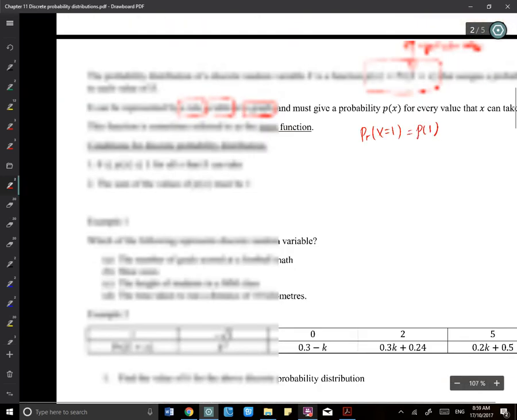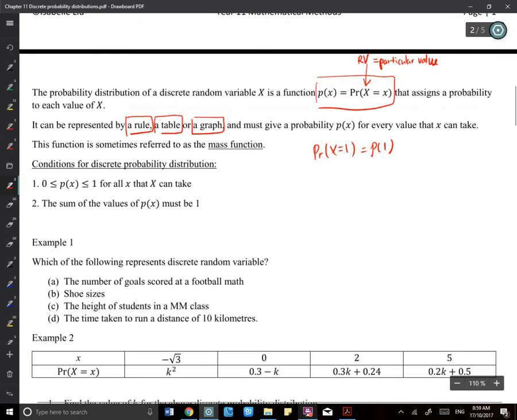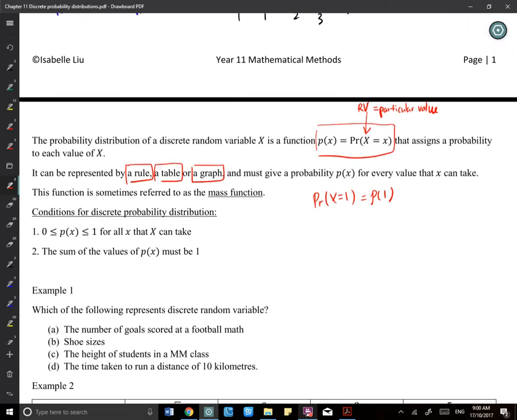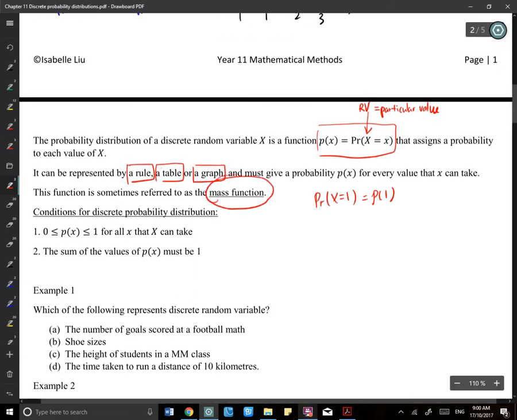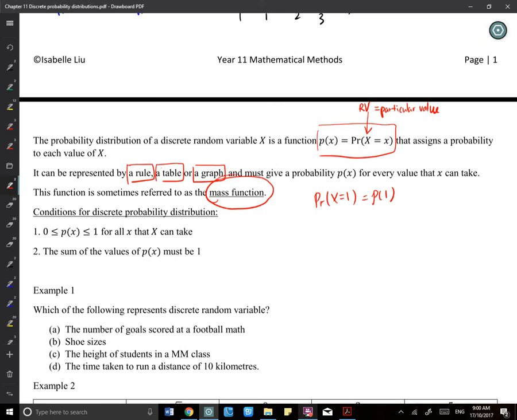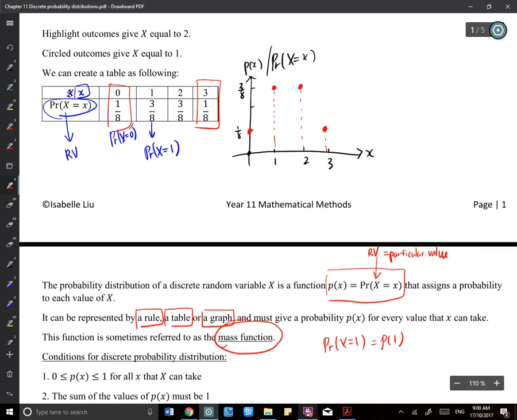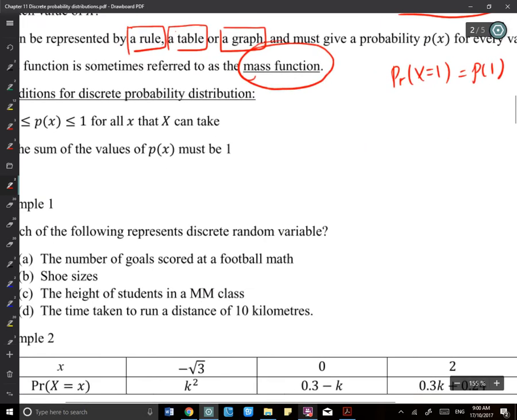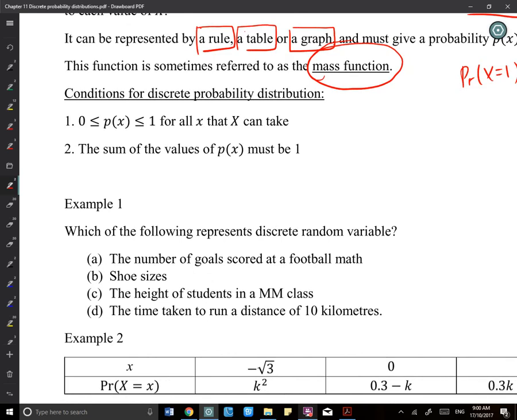So the function is sometimes referred to as a mass function. A discrete probability distribution can be called a mass function. So basically it's like how heavy that is. This feeling, like I have x equals 0, how much weight I have for that x equals 0. Very important thing. This can be used to test the conditions for a discrete probability distribution.